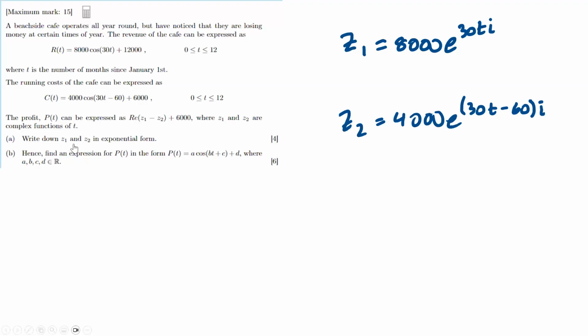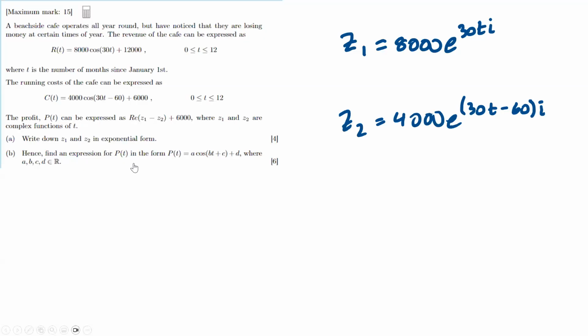And the key word here, I think, in this question is hence. When you see the word hence in an exam question, it means you have to use what was given to you previously, because there is actually a way of answering part B without using complex numbers. But because I've put the word hence in here, you have to use complex numbers. Otherwise, you're not going to get the marks. So just watch out for the word hence in an exam as well.